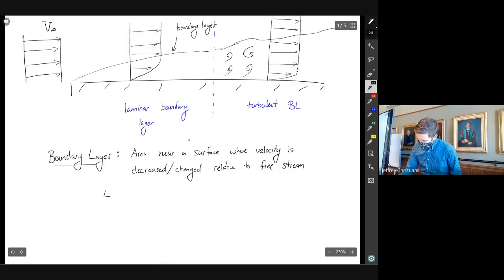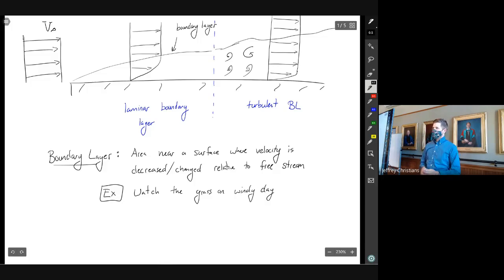Just as an example, next time, it's not super windy today, but it's a little bit windy, when you walk outside after class, watch the grass. On a windy day, go outside, look up at the trees. The trees are blowing around, look down at the grass. It's perfectly stationary and not moving at all. Or if it's super windy, maybe it's just flickering a little bit. Why is that? Because it's in the boundary layer. It's near the ground. The ground is the no slip condition, so the air at the ground is not moving.